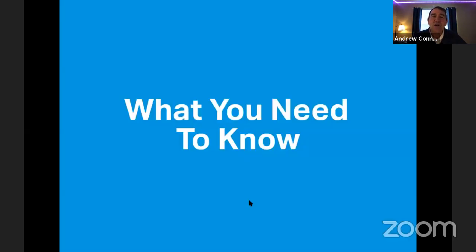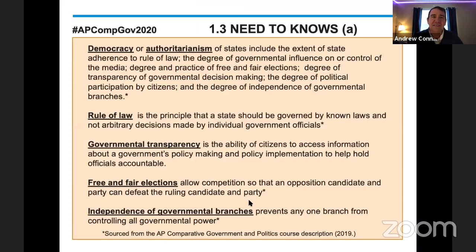So we are going right into lesson 1.3 on contrasting democracy with authoritarianism. I start off all these lessons by looking at the core concepts that are highlighted in the course description. This is not my set of vocab words. These are actual vocab words that are listed in the course description.